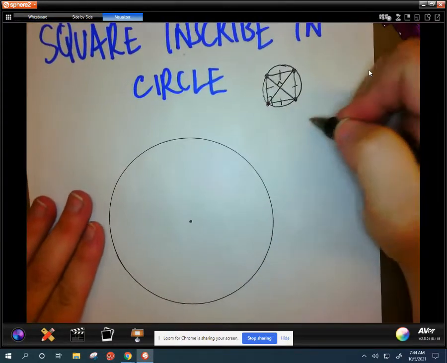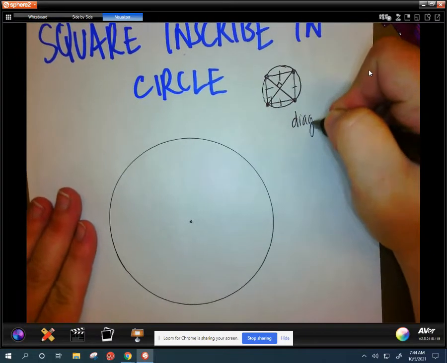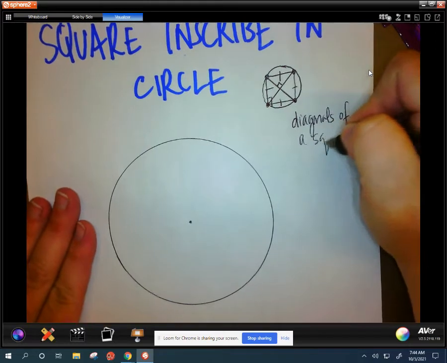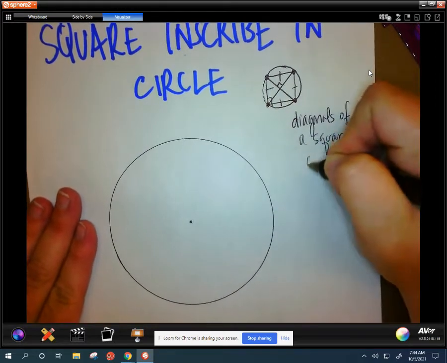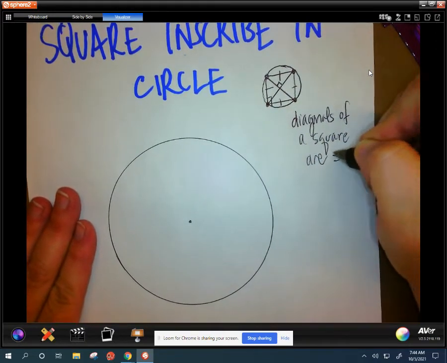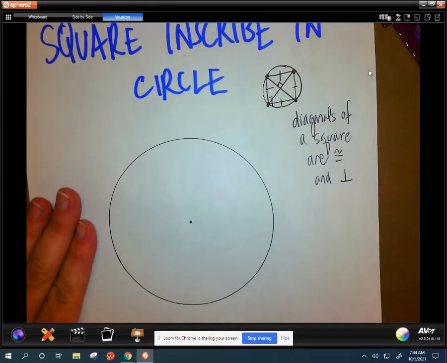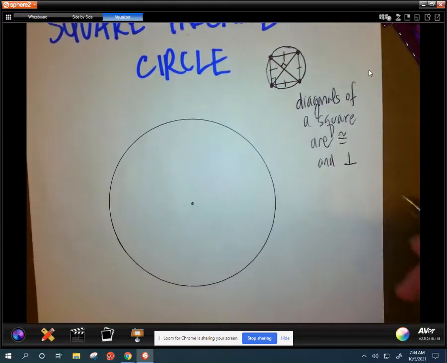So the diagonals of a square are congruent and perpendicular. In essence, they bisect each other. They cut each other in half. All right, so how do we do this construction?